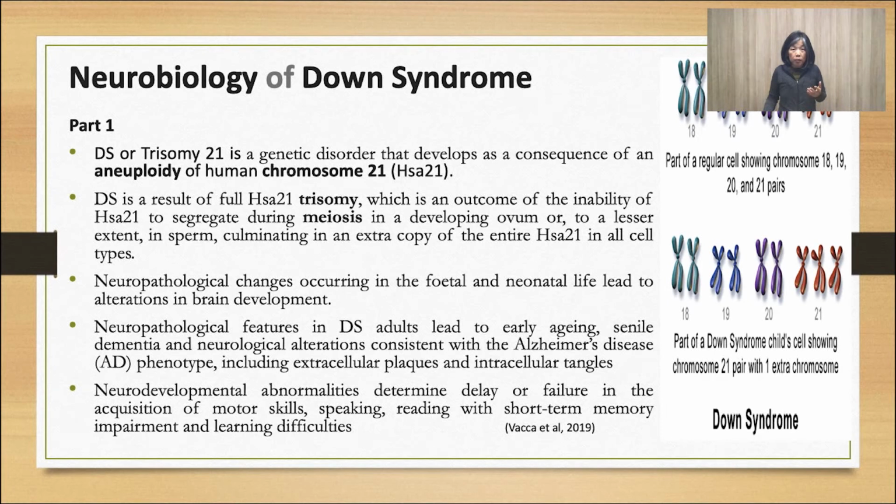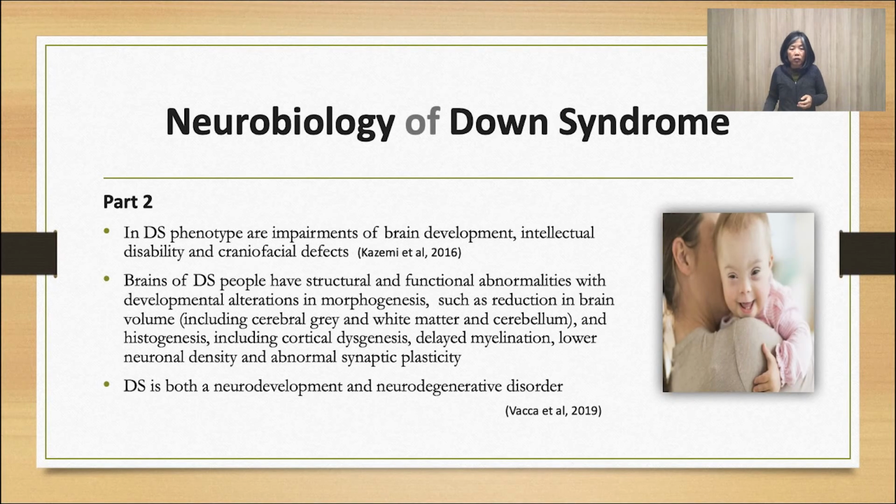There are neuropathological changes occurring in fetal and neonatal life, leading to alterations in brain development. And then there are neuropathological features in Down syndrome adults that lead to early aging, senile dementia, and also Alzheimer's disease. For young children, the neurodevelopmental abnormalities determine delay or failure in the acquisition of motor skills, speaking, reading, and short-term memory impairment and learning difficulties.